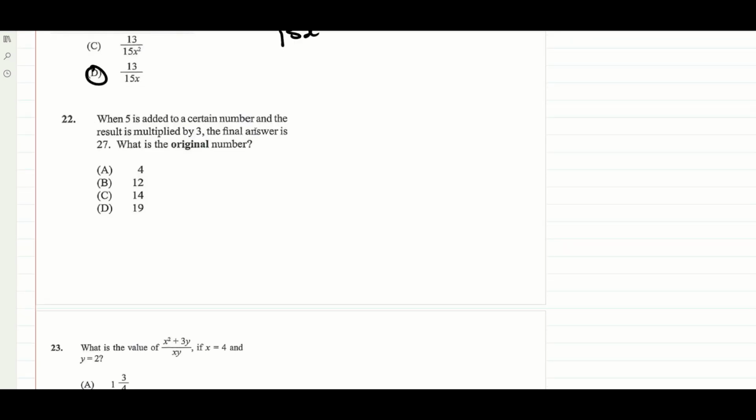When 5 is added to a certain number, let's say the certain number is x, 5 is added to x, and the result is multiplied by 3. The final answer is 27. Right, so that's 15 plus 3x, actually, let's do it the other way.